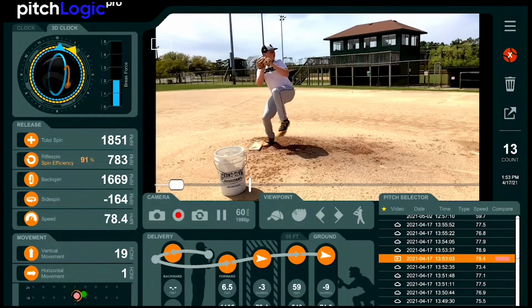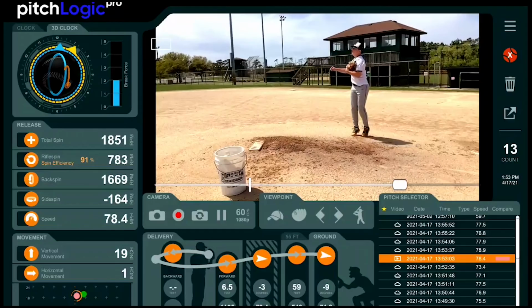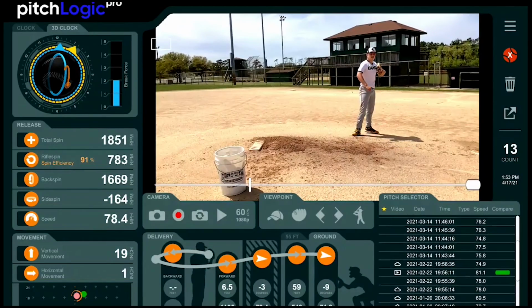And the cool thing about this, too, is the video capture feature. It captures most all of these throws.